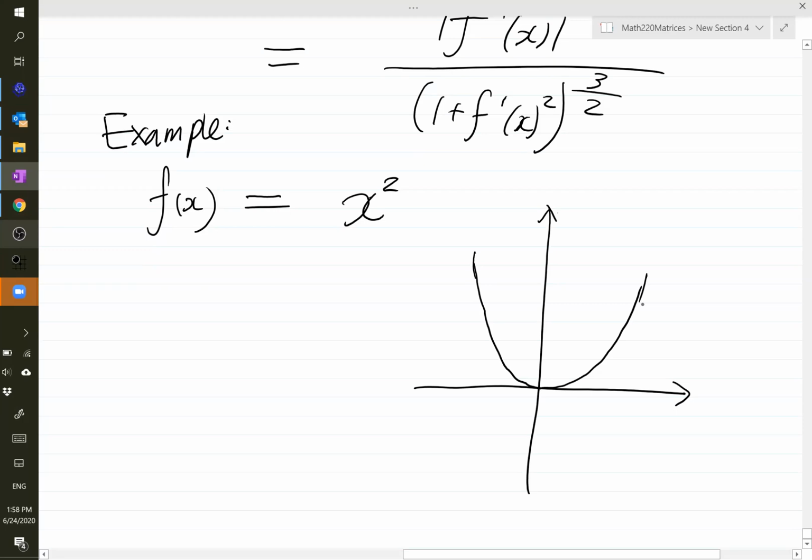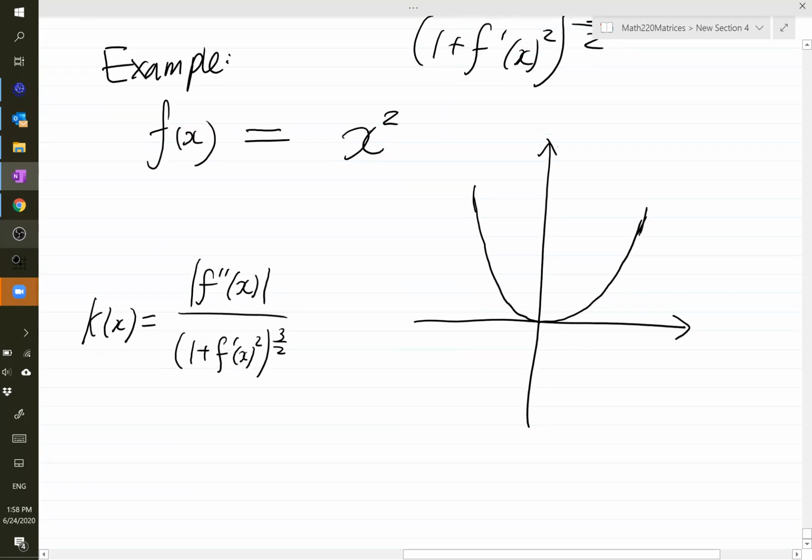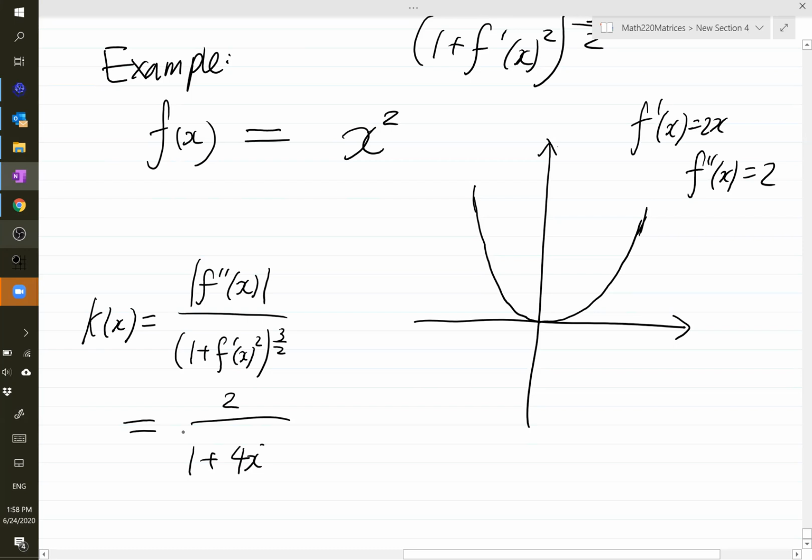The curvature at 0. You see f(x) is x squared. Then what do we get? What we get is kappa at x is the norm of the second derivative over (1 plus the first derivative squared) to the power 3 over 2. The derivative of f is 2x. The second derivative is 2. So it's 2 over (1 plus 4x squared) to the power 3 over 2.